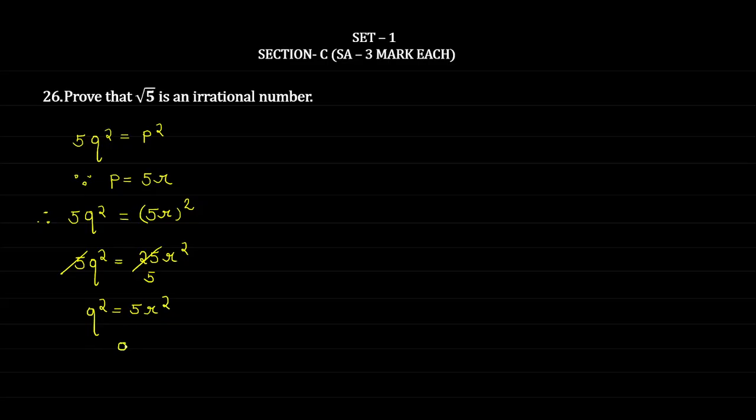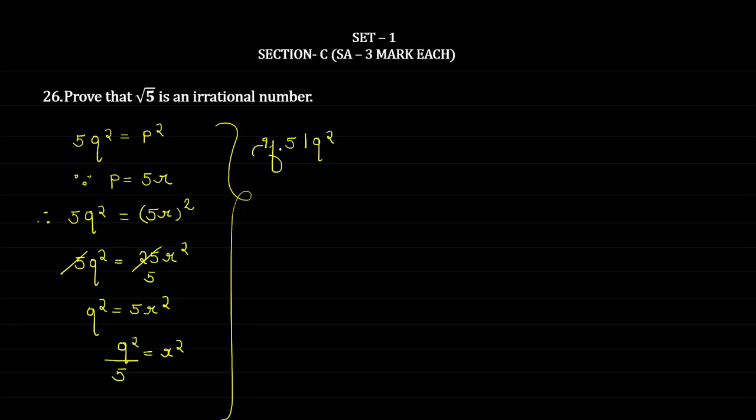That can be further rewritten as Q square divided by 5 is equal to R square. So what is this again? From this equation we can come to the conclusion that if 5 divides Q square, that means if 5 is a factor of Q square, therefore 5 will also be a factor of Q, that means 5 will also divide Q. Okay, so from these two conclusions, Q by 5, again we are going to get some quotient.